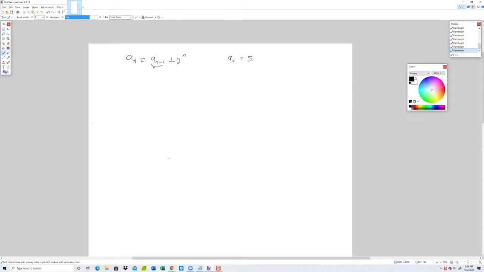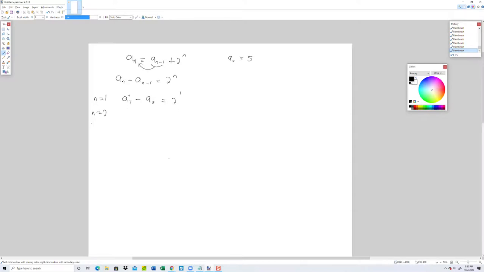Now I can take this over on this side, and we'd have this. Now if I start looking at some different cases, n is equal to 1. We're going to have a sub 1 minus, if I plug 1 in here, I get 1 minus 1, which is 0. And then this would be 2 to the first.